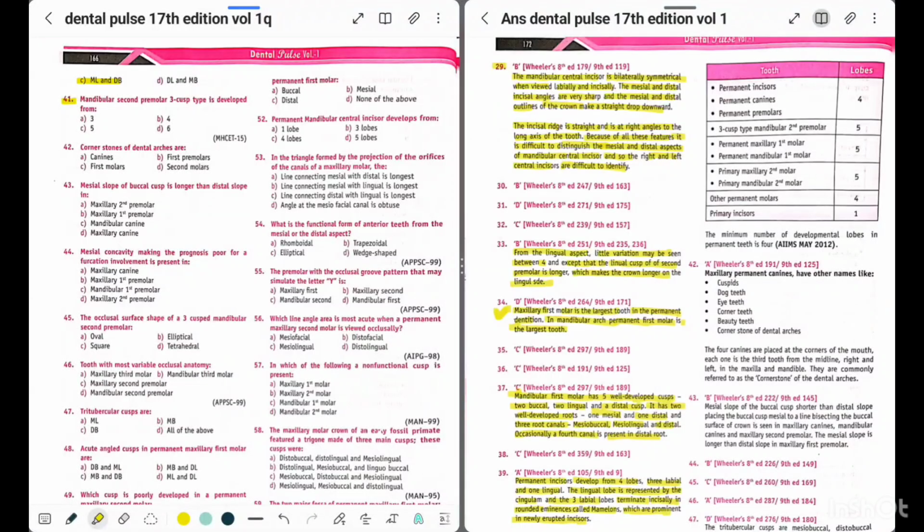Welcome back. Today we will start solving questions from Dental Pulse from question number 41. In our previous videos, we did questions from chapter number 1 and chapter number 2 till question 40. Now we will start from question number 41. So, let's begin.